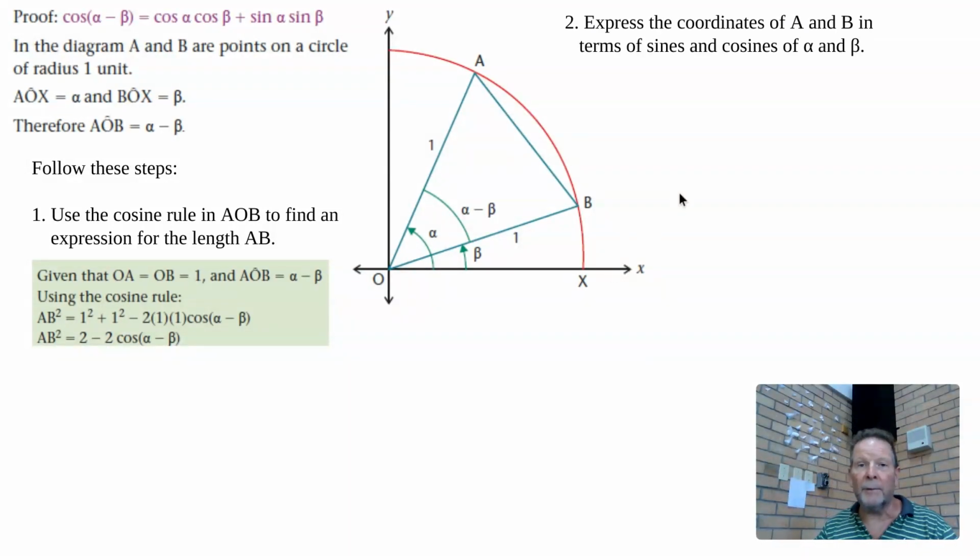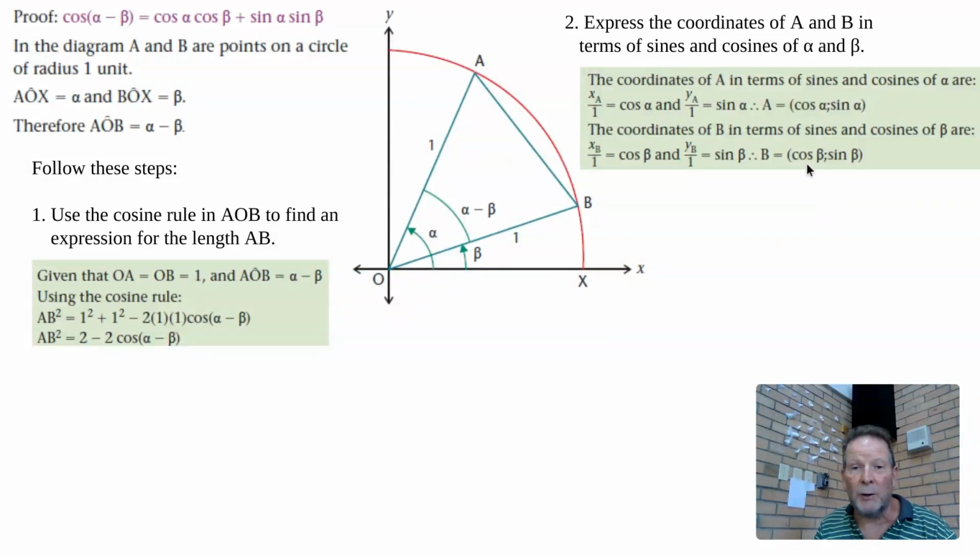Let's look at the next part. Express the coordinates of A and B in terms of sine and cosine. Well, how can we do that? Let's just imagine a little triangle right here up to B. That 1 is the hypotenuse. The x-coordinate would be the adjacent side. So the x-coordinate over 1 would be the cosine of this angle. So the cosine of beta is the x-coordinate of B. And the y-coordinate would be the opposite over the hypotenuse. The y-coordinate would just be the sine of beta.